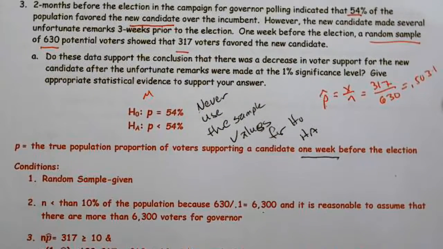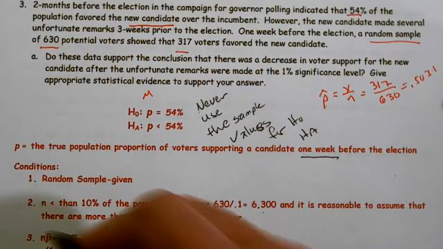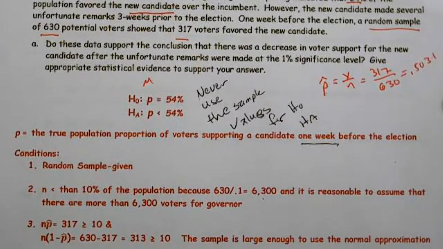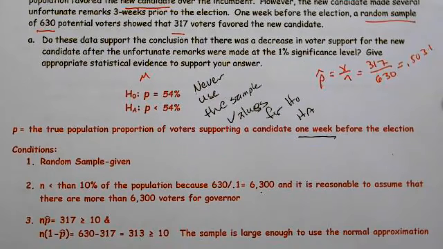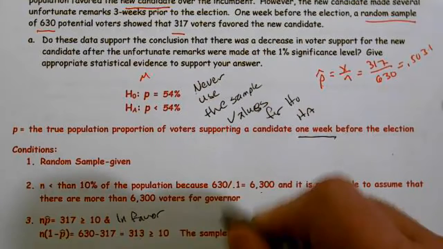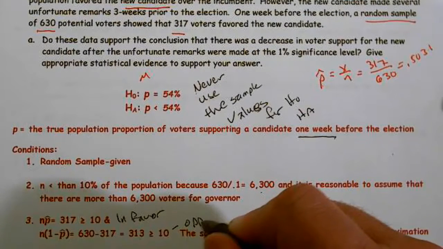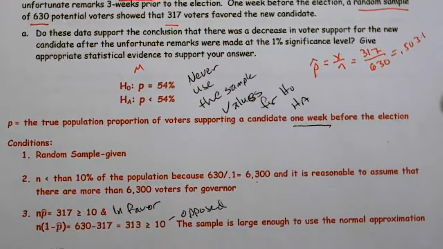Number 3, we had 317 in favor because np is going to be the number in favor, and that's greater than 10. That's good because we're checking our normality. And nq is 630 minus 317, and we have 313 who were opposed to the new candidate. So these are the ones in favor, and these are the ones opposed. They're voting for the incumbent. But because both of those are greater than 10, the sample is large enough to use the normal approximation of the binomial.